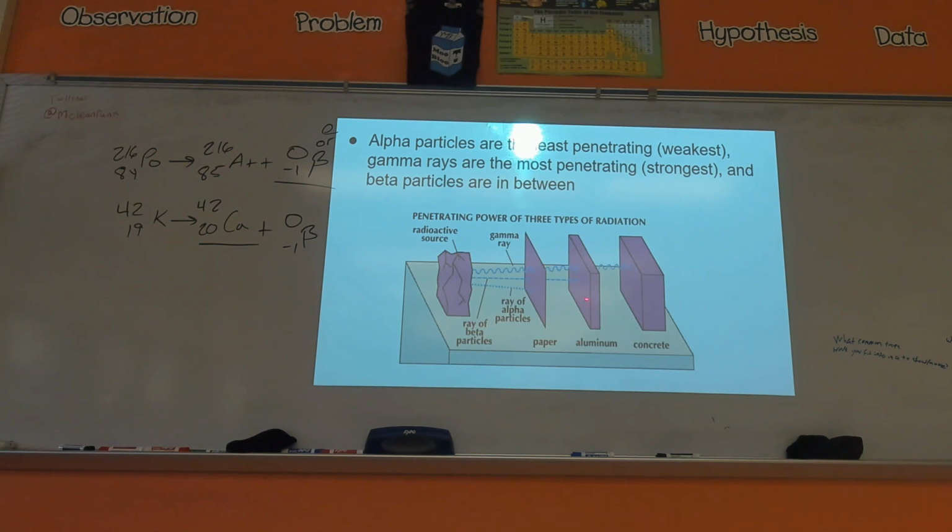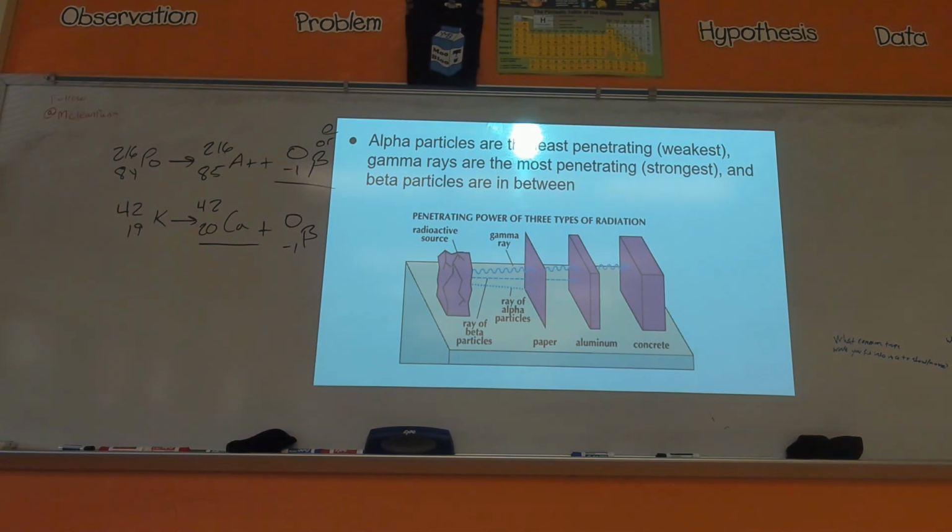All right. If I want to stop a ray of alpha particles, I can just use a piece of paper. Now, if I want to stop beta particles, which are in the middle, I would need a decently thick piece of aluminum. Now then, if I'm getting hit with a bunch of gamma rays and I want to stop those, I would need some concrete. That's because gamma rays are the strongest.